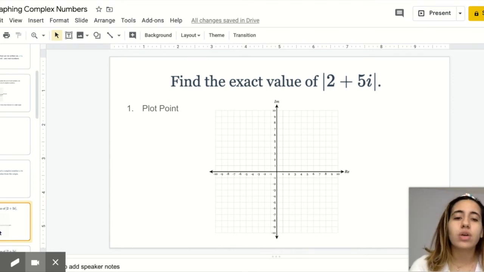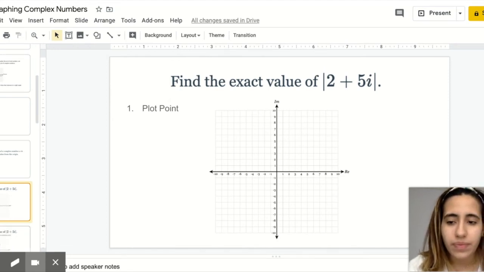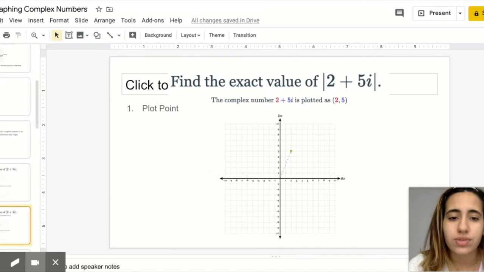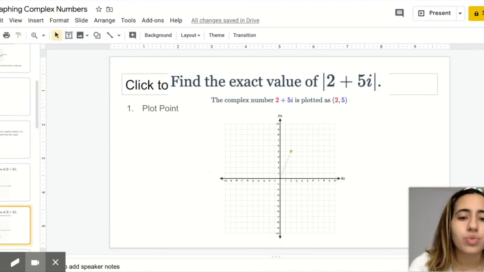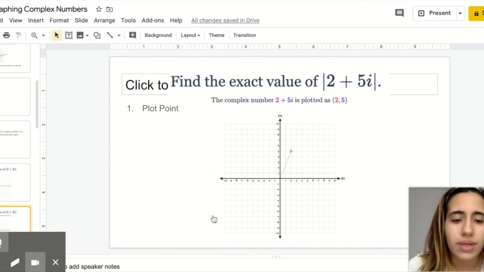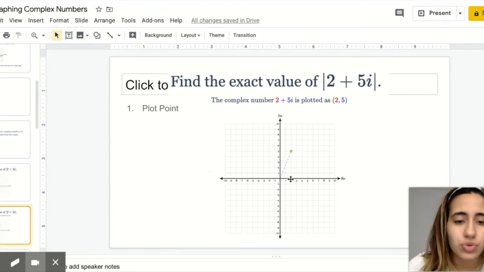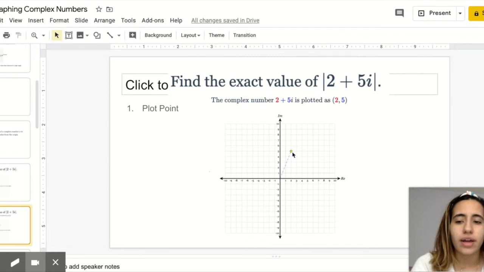So the first thing you are going to do is plot your point. Pause this video right here and point to where you would plot that point. All right, so if you did it correctly, then you would move it over to the right on the real axis. You move it to the right 2 because that's our x-axis, and then y is i. So our y-axis is our imaginary number. You're also going to move up because it's a positive 5. You are going to move up 5 units. So first you plot your point.